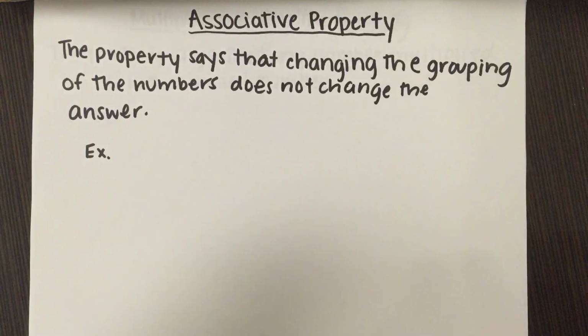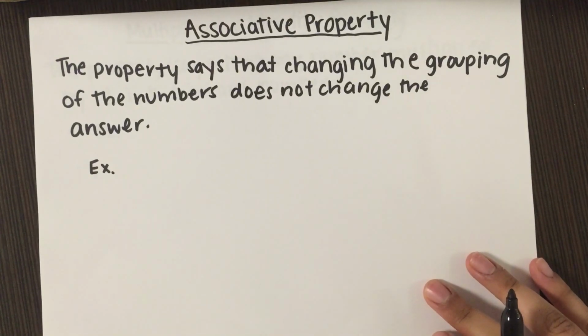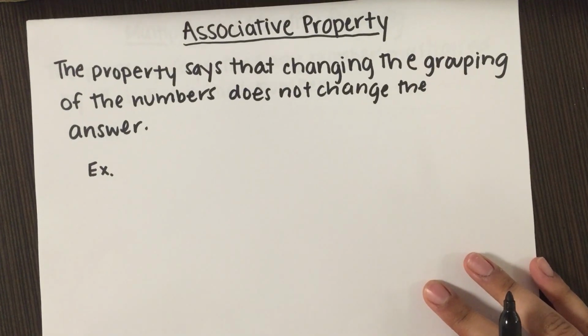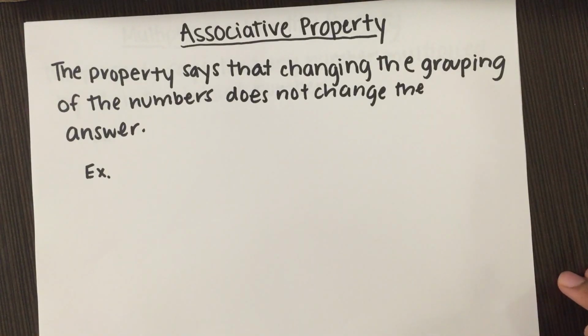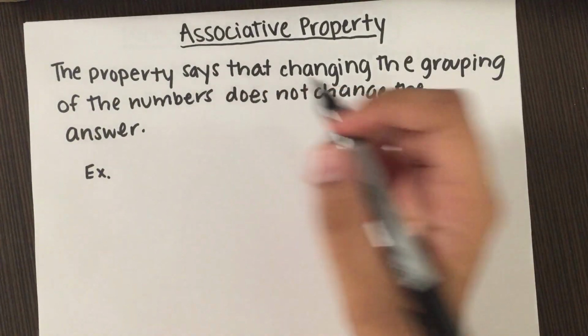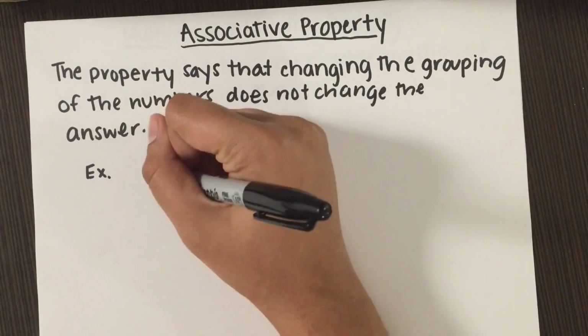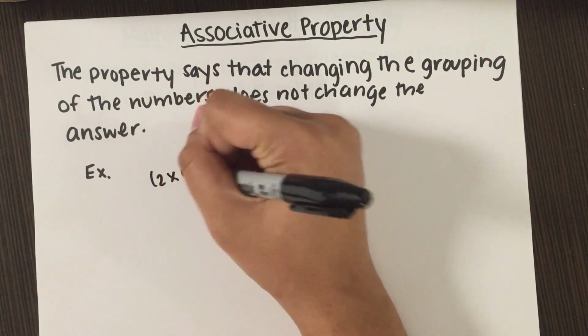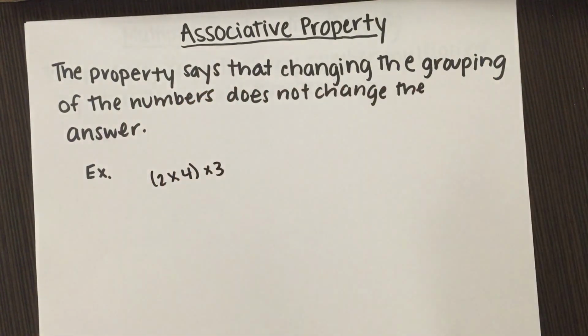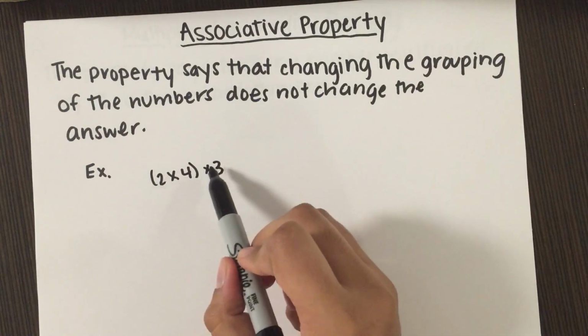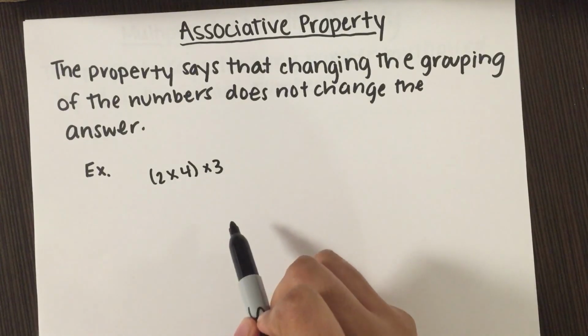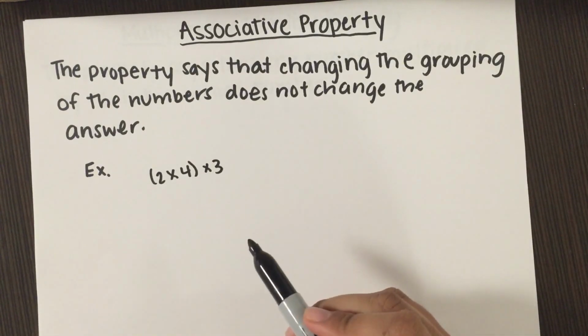Now let's move on to the associative property. The property says that changing the grouping of the numbers does not change the answer. Now what does that mean? So let's try an example. Let's use the numbers 2, 3, and 4. So let's start off with 2 times 4 times 3. According to the associative property, if I were to put those parentheses around those two numbers, the answer would be the same. So let's try it out.